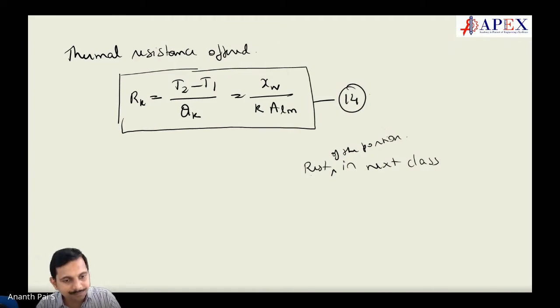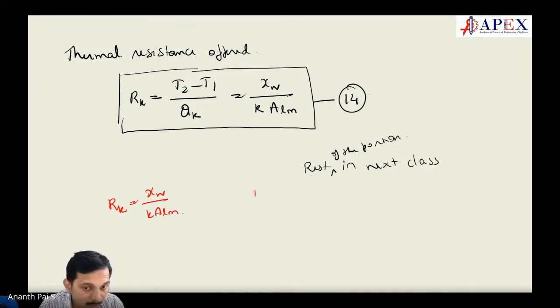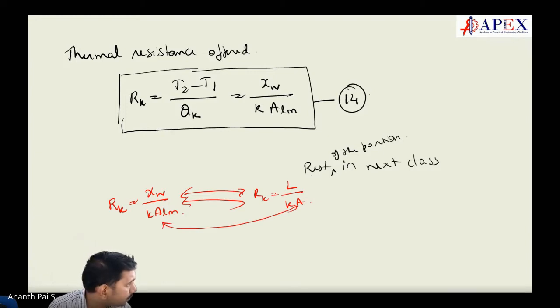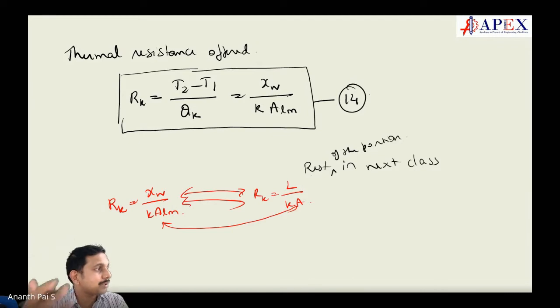So R_K is equal to (T2 minus T1) by Q_K, which is equal to X_W by K into A log mean. If it was a slab, then what is R_K for the slab? It is L by KA. So you see the analogy between these two, is it not, students? It's the same thing. Instead of A, you are taking A log mean. That is the only difference. Even that is done.